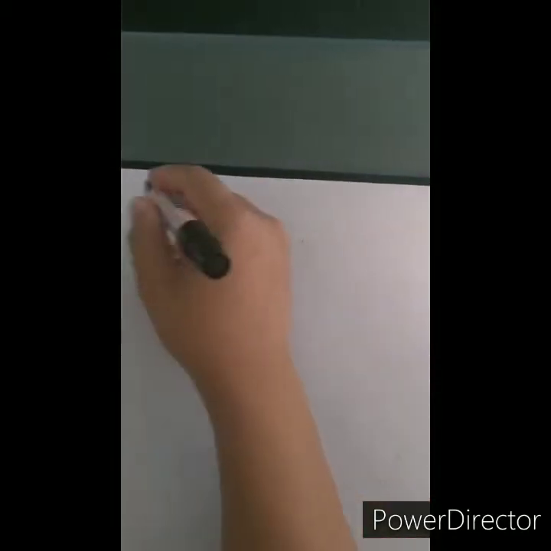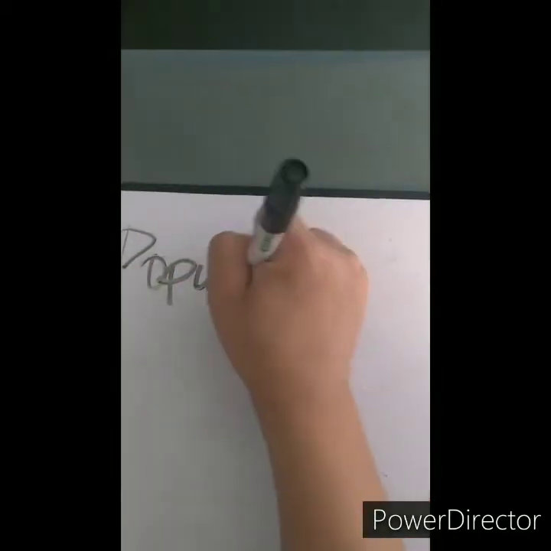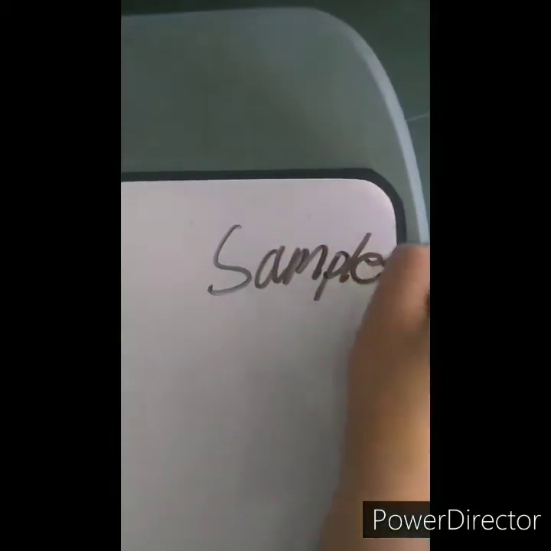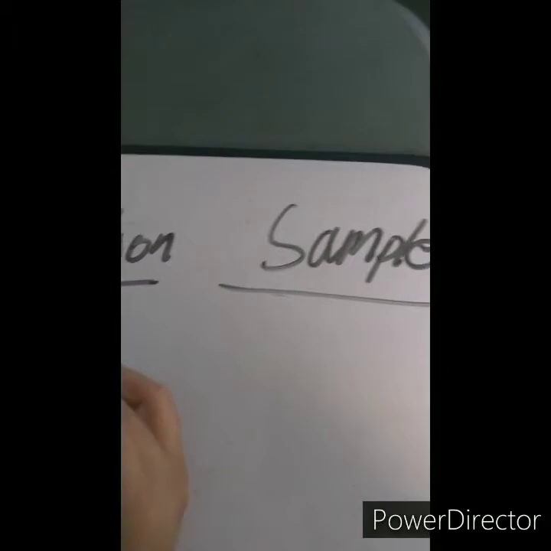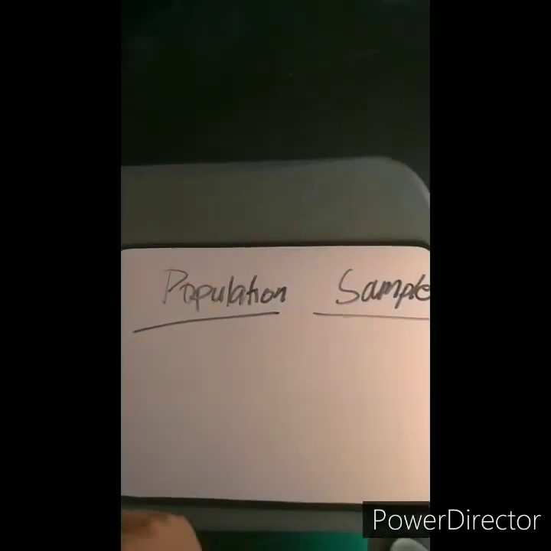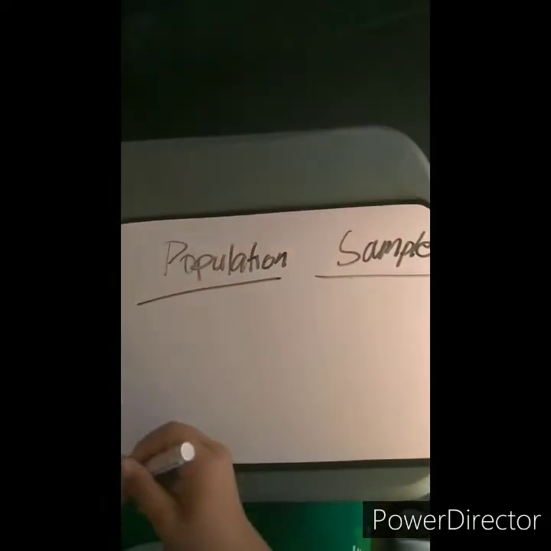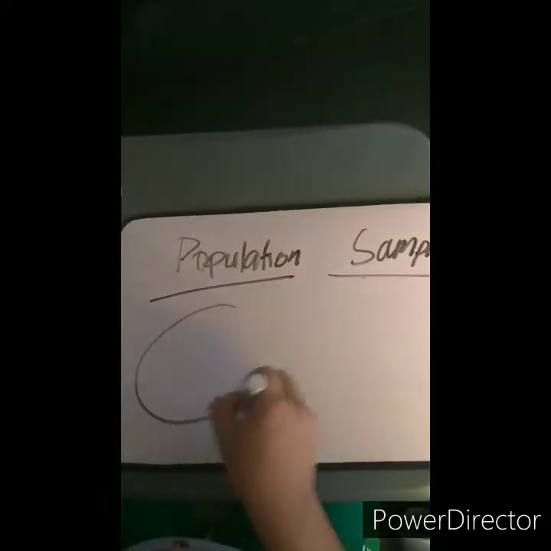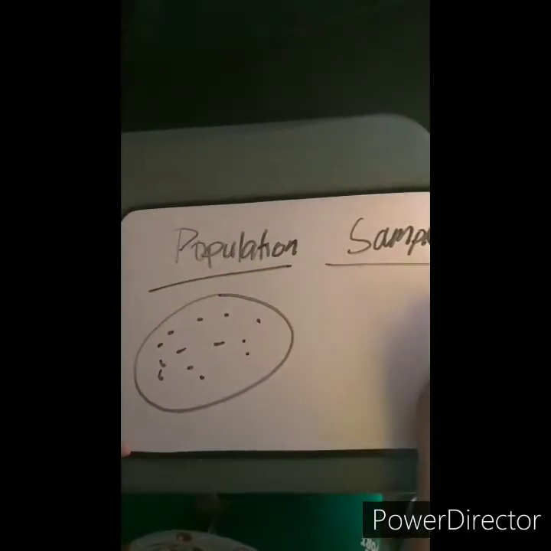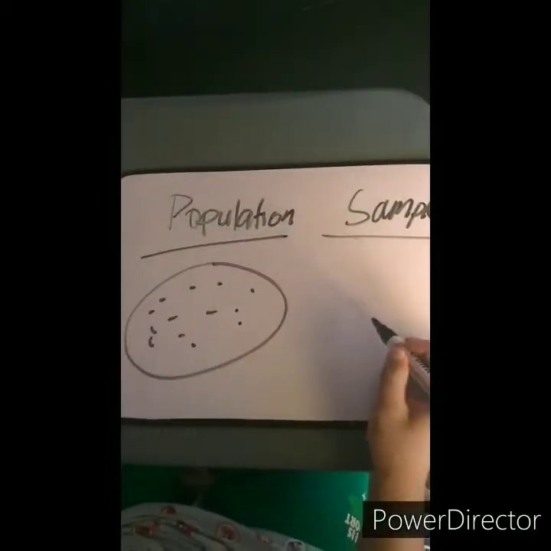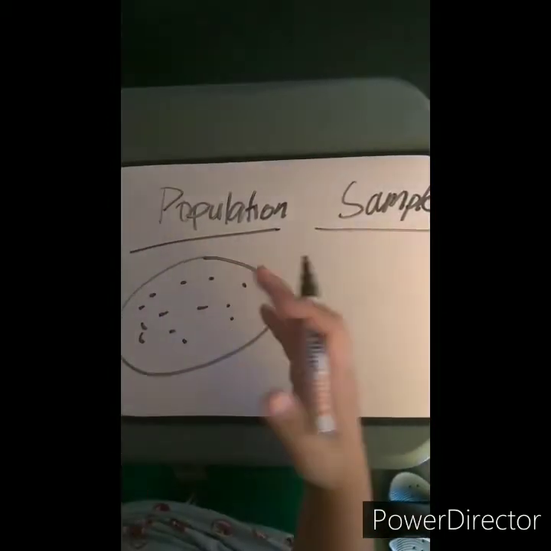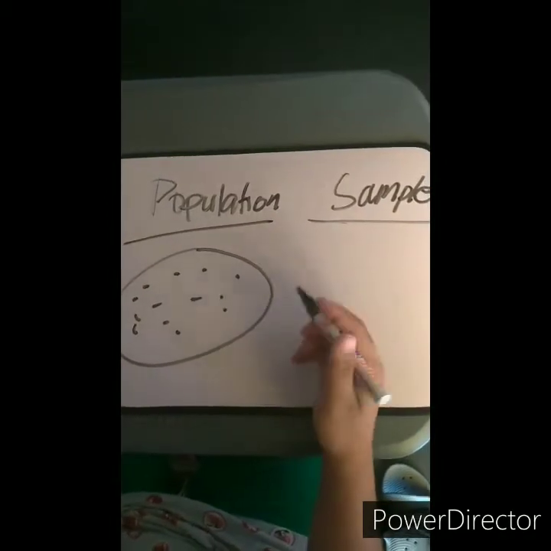So we have here the terms population and sample. Okay. This is very important in statistics that you know your population and your sample. So what do we mean by population? When we talk about population, let's say for example, this is a community and these are the people in the community, right? So we got the people in the community. So that is the population. So the entire community is the population. All of the people here are the population.